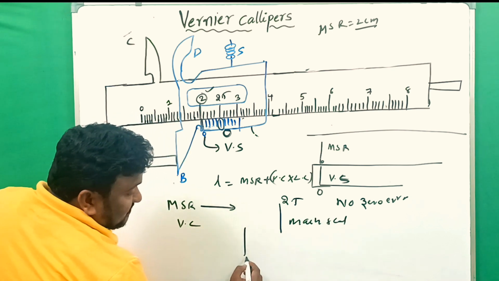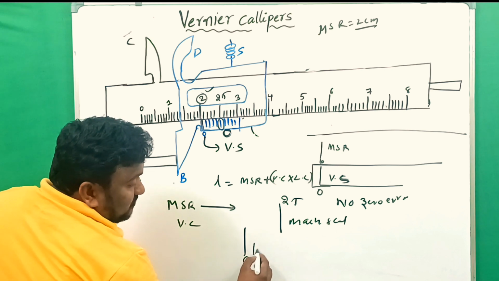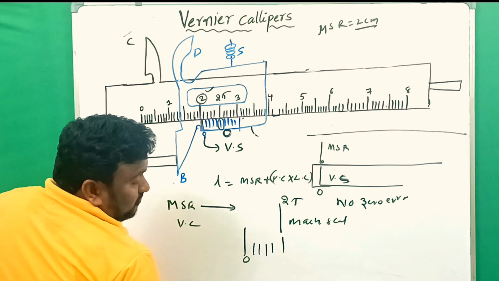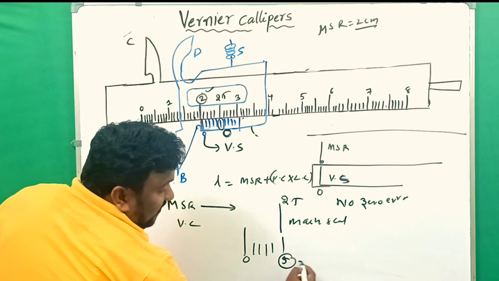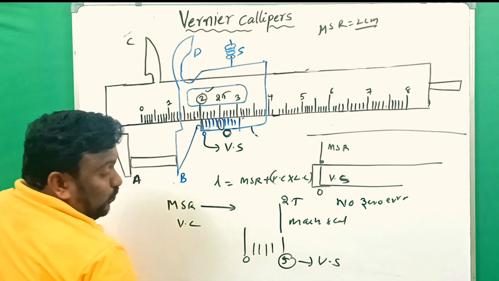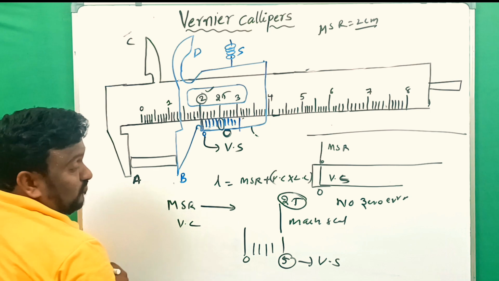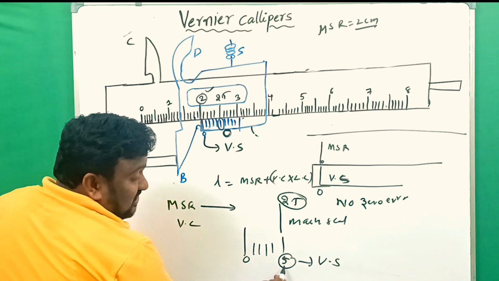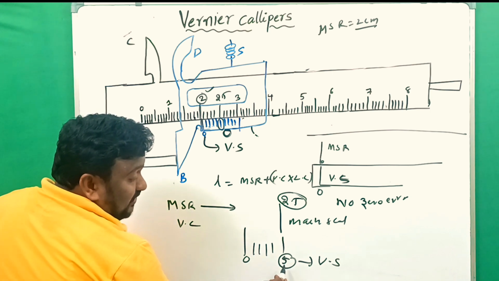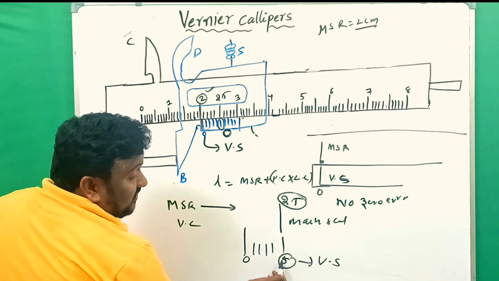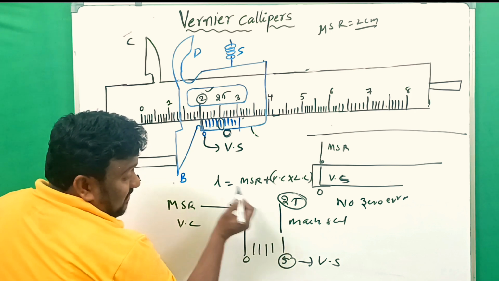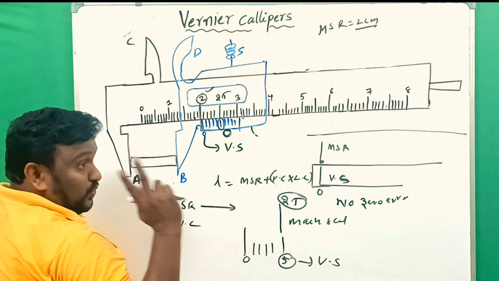Now here this is the vernier: 0, 1, 2, 3, 4, 5. The fifth line on the vernier scale coincides with the 2.5. Now, which division of the vernier scale coincides with any one of the main scale divisions? You have to check the two coincidences.